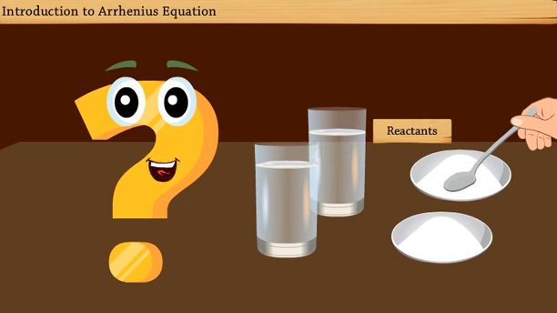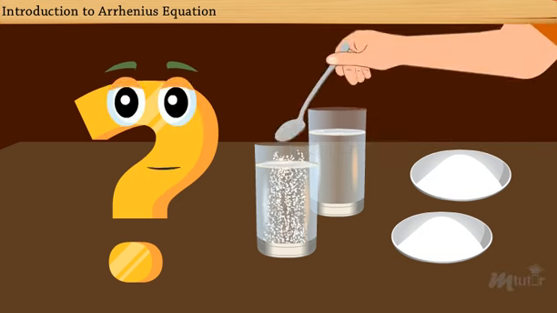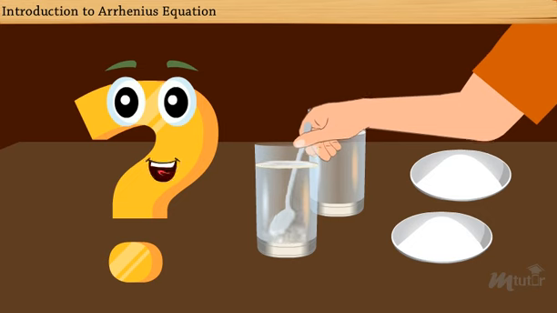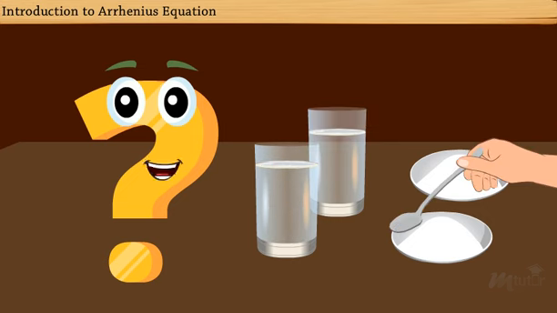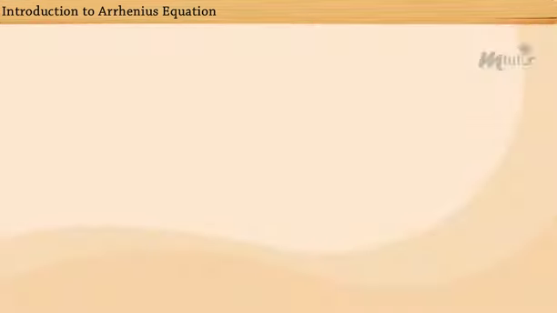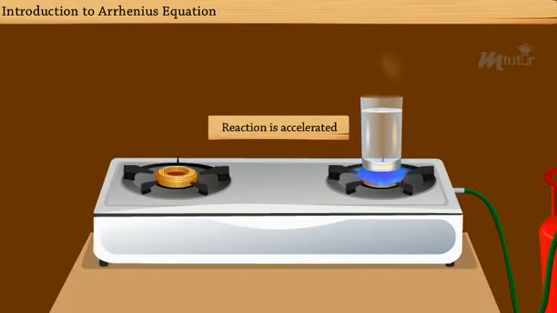We can say dissolving sugar in water is a chemical reaction, because here two different things, or two reactants, combine to form a new chemical product. As this chemical reaction is accelerated by temperature, we can say that an increase in temperature accelerates a chemical reaction. This applies to all kinds of chemical reactions.